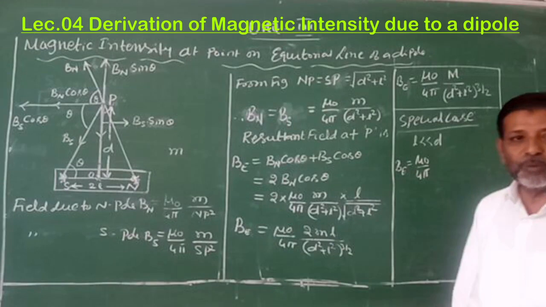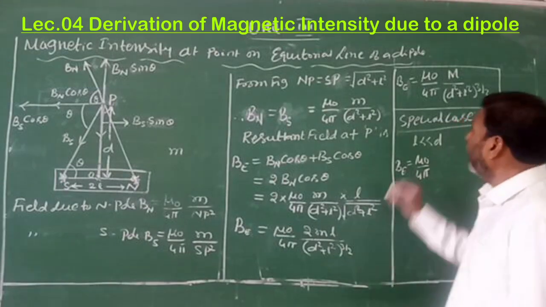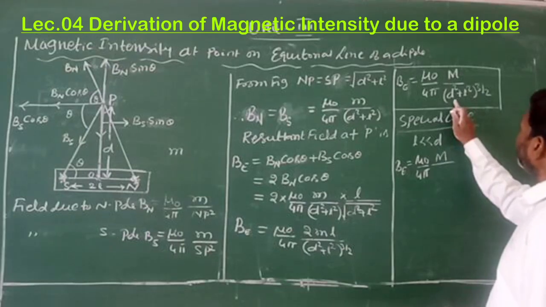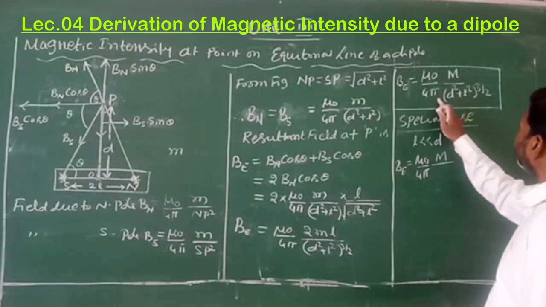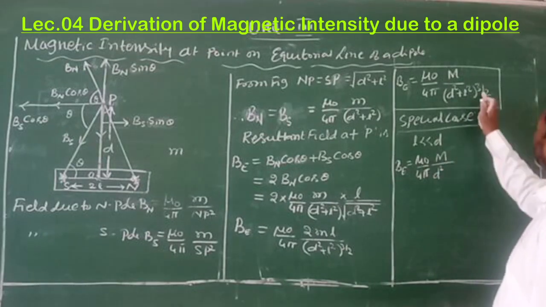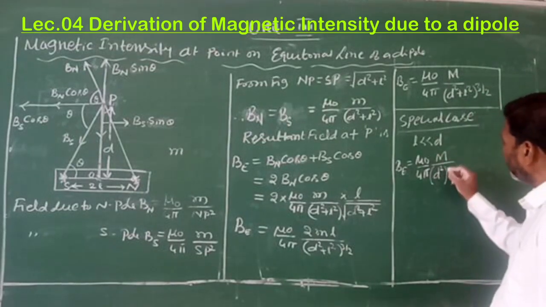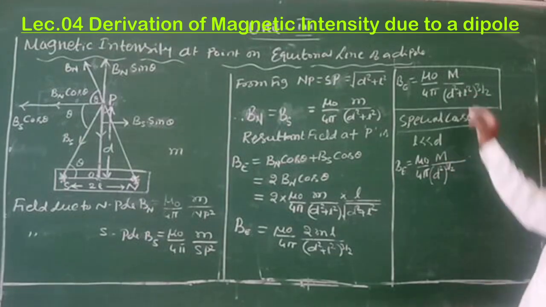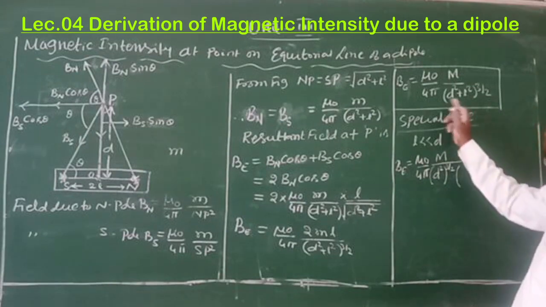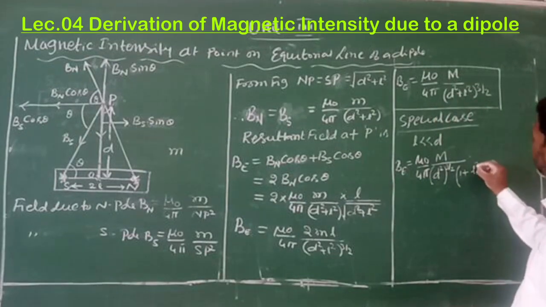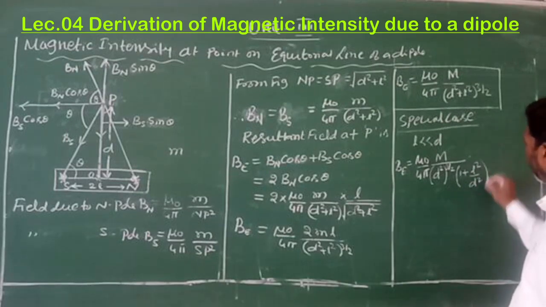Mu naught divided by 4 pi, isn't it? Then M also you write as it is, divided by, then what you do is you take out D square out of the bracket. Now D square, its power is how much here? 3 by 2. This as it is. Now this one you will be left with 1 plus L square divided by D square to the power 3 by 2. Isn't it?